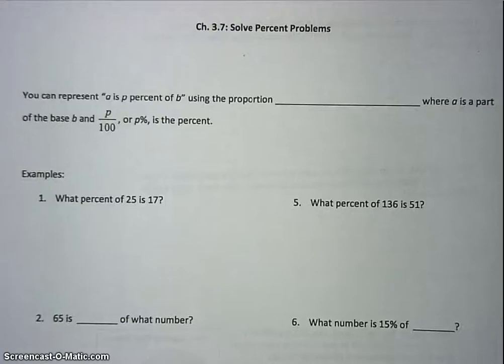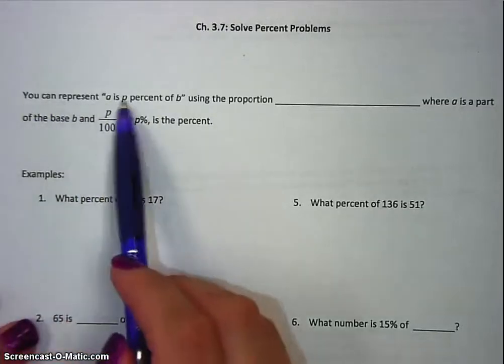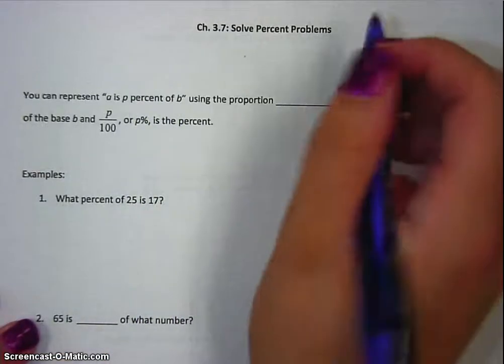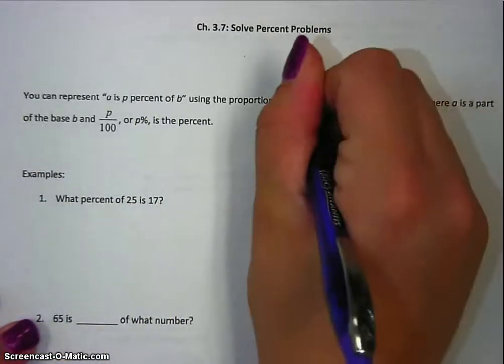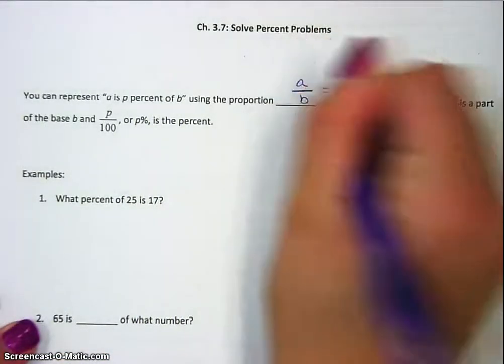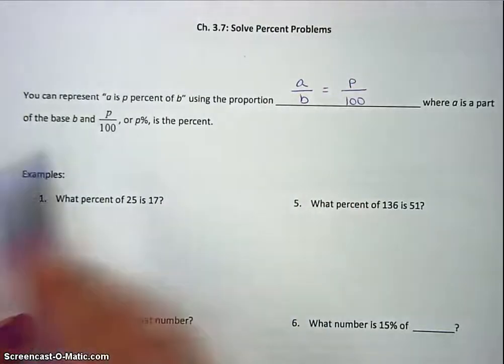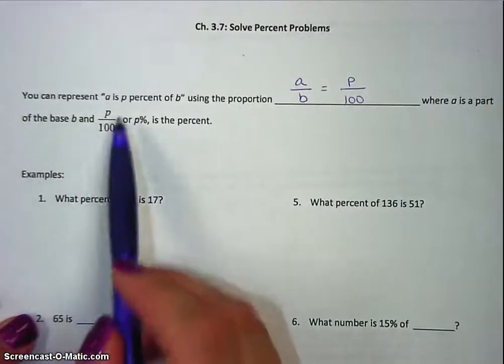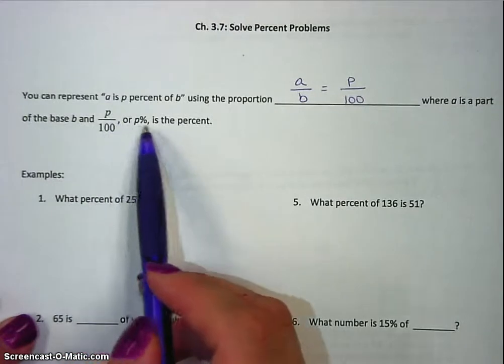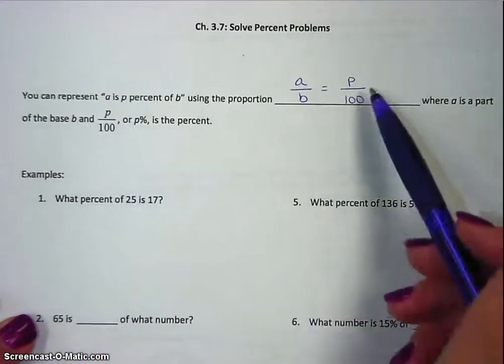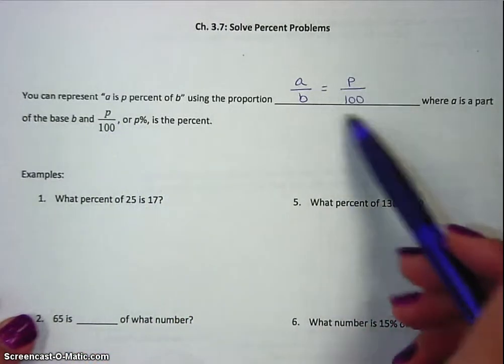Okay, today we're going to talk about how to solve percent problems. So, you can represent A as P% of B using the proportion A over B equals P over 100, where A is the part of the base and P over 100, or P%, is the percent. So if you remember in the last video, P over 100 is just another way to write a percent.